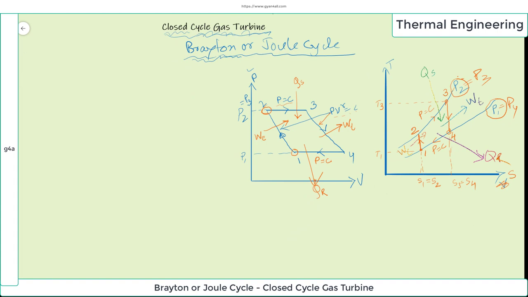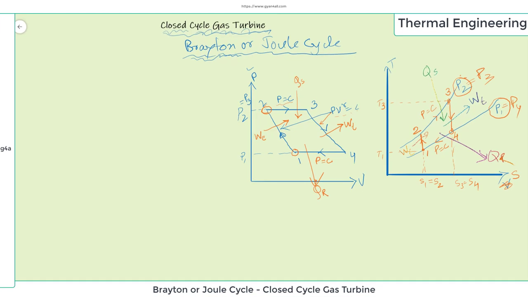So now let us calculate the efficiency of the cycle. For the efficiency of the Brayton cycle or closed cycle gas turbine, what is the efficiency formula? The general formula is W net, that is the net work done by the cycle, divided by the heat supplied to the system, that is QS. That is the general formula for any heat engine, and a gas turbine is also a heat engine. So efficiency is W net divided by QS.